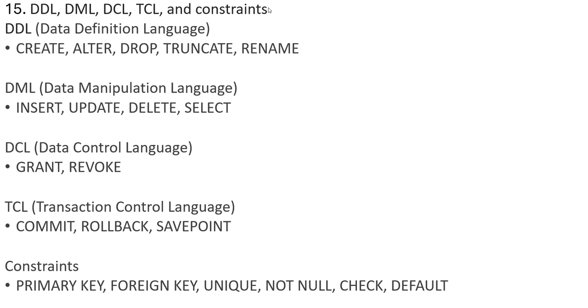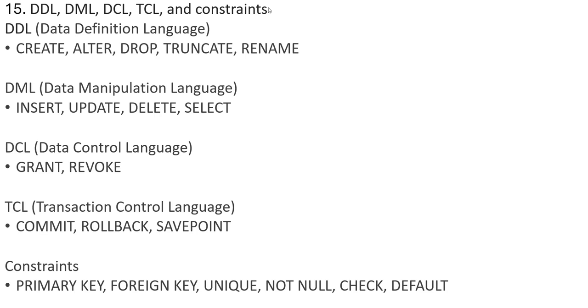It basically creates the database table, and the second one is alter, which is used to change the row or column, and it also changes the table structure. The third one is drop, which deletes all the rows and the table structure as well.